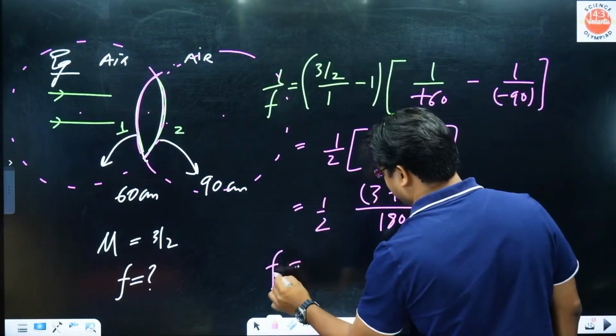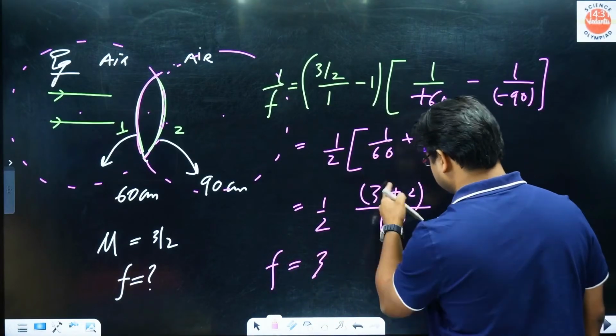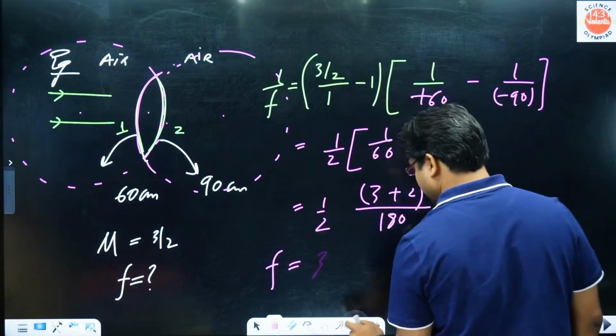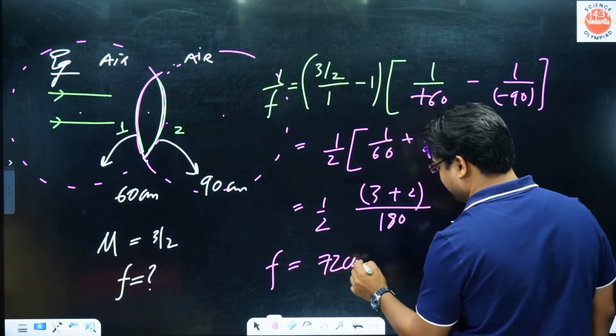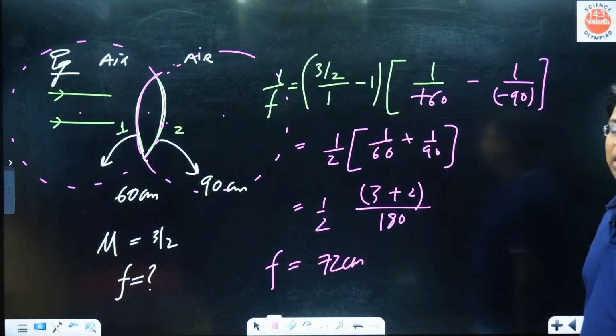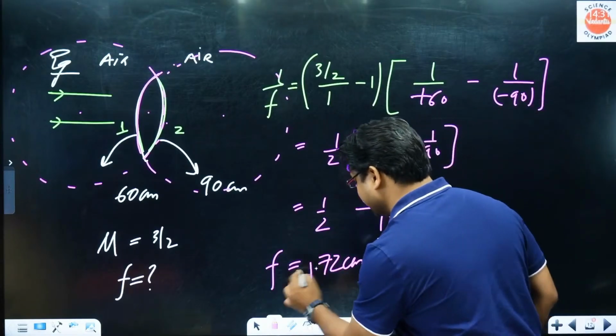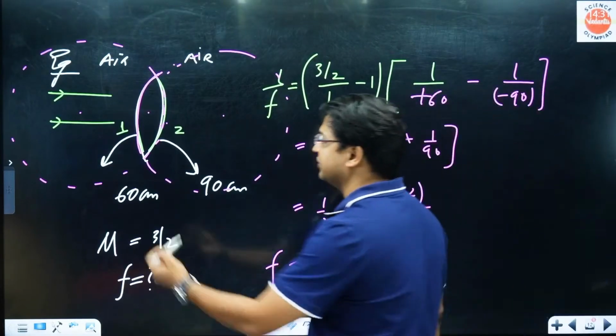So focal length is what? It is 72. I think I'm doing the right calculation. We are getting plus 72, so this is the focal length when the light is coming from this side.